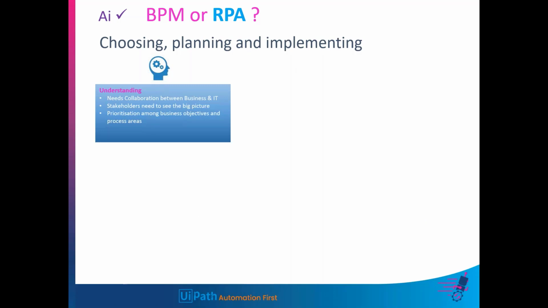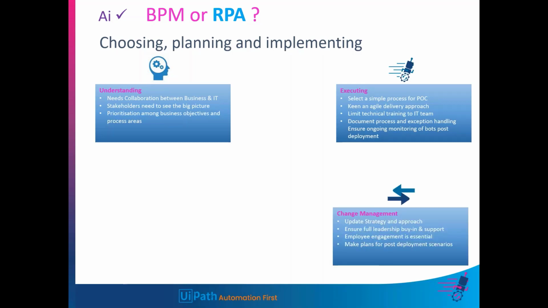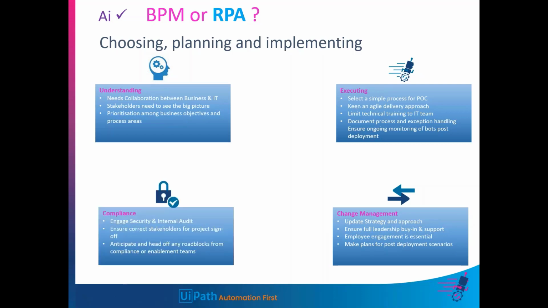We need collaboration between business and IT and stakeholders. And we need to make sure we prioritize our business objectives and process areas as effectively as we can. We might want to select a simple process for proof of concept and work through an agile delivery approach, which brings us benefits as we gain automation. We need to be very careful with our change management, making sure that we update our strategy and our approach as we learn lessons through our automation journey. We need to make sure we've got full leadership buy-in and support, and that we're engaging our AP team and our other process teams as we go on the journey.